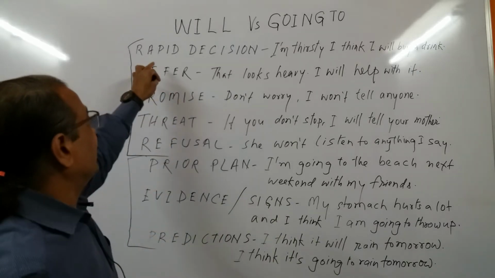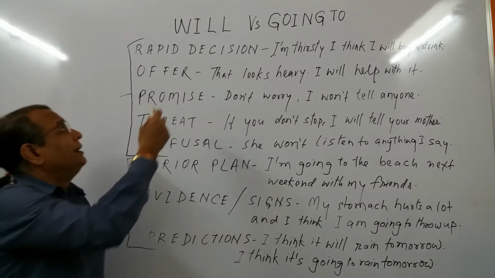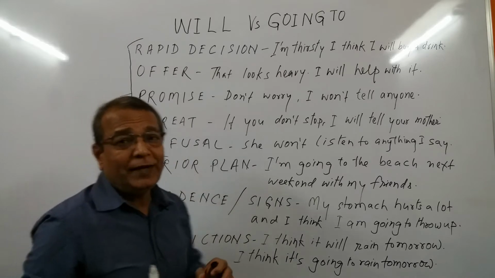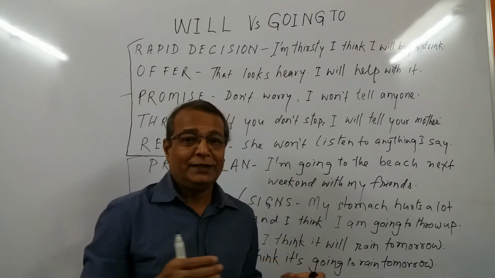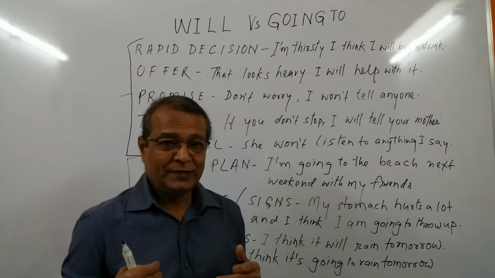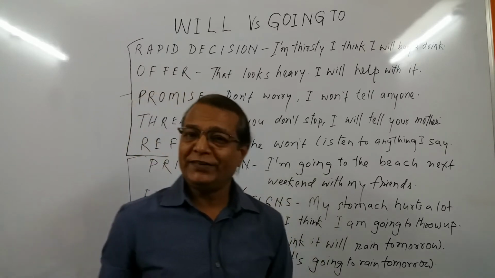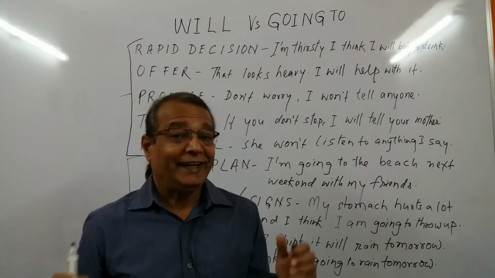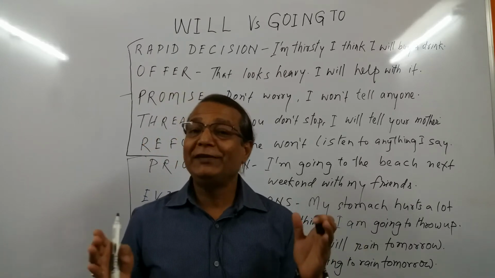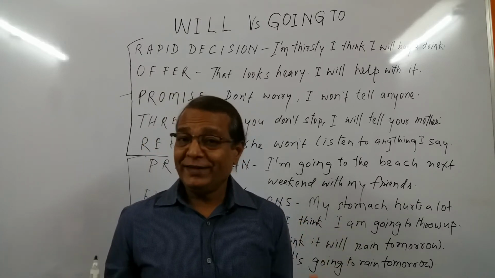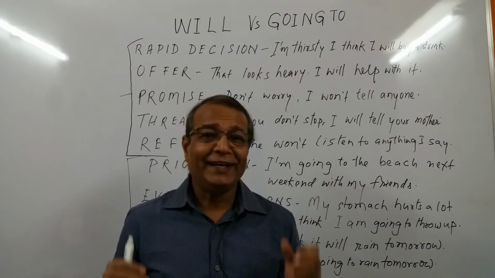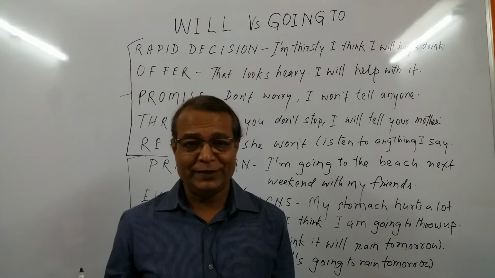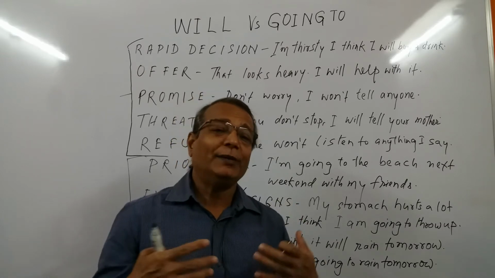The first one is rapid decision. Rapid decision means that at the time of speaking you have not thought about that thing. Suppose somebody asks me, hey, what will you eat tonight for dinner? And I have no idea actually. What I will say is, I think I'll eat bread. I'll eat bread. I have no idea actually.